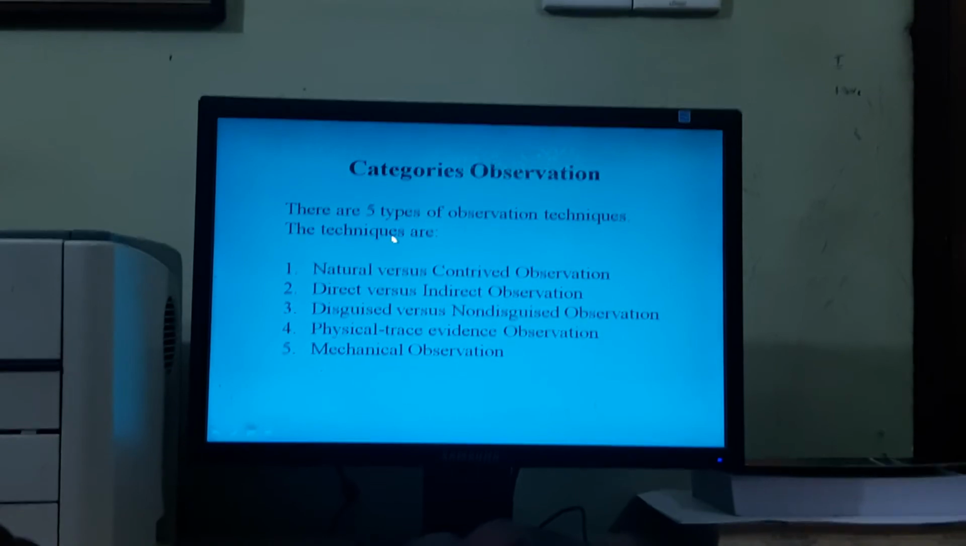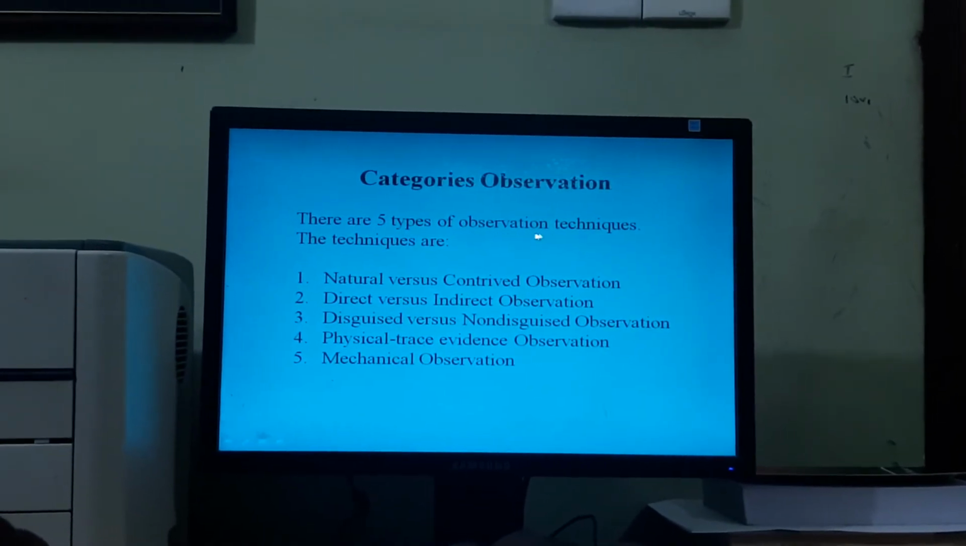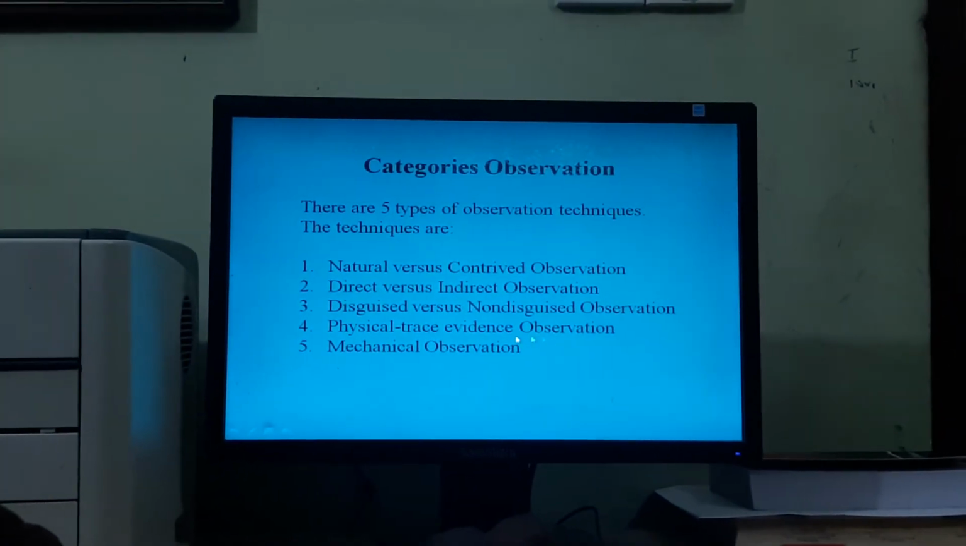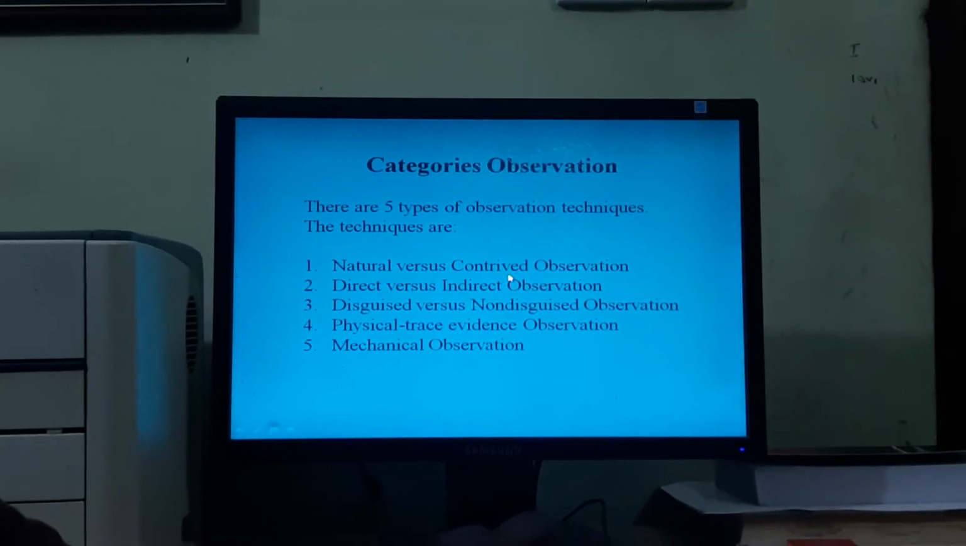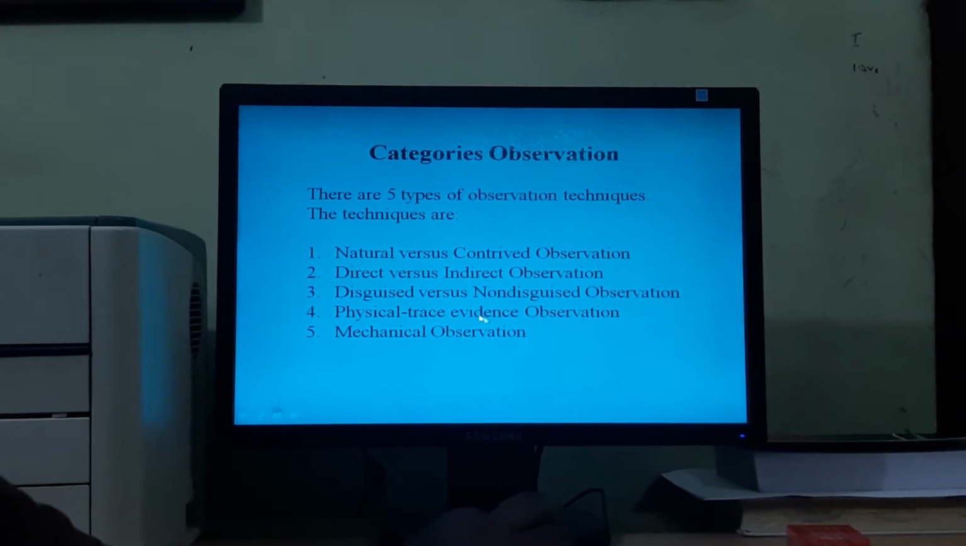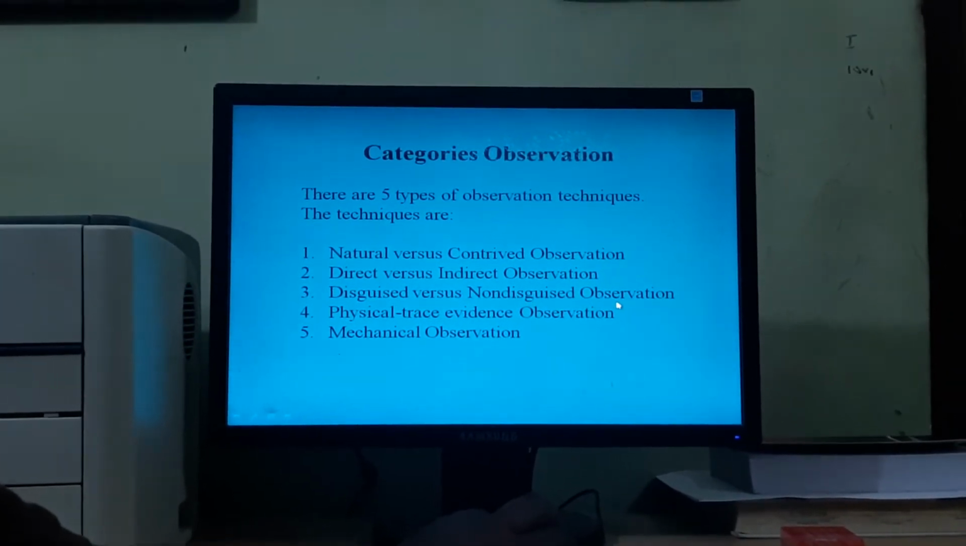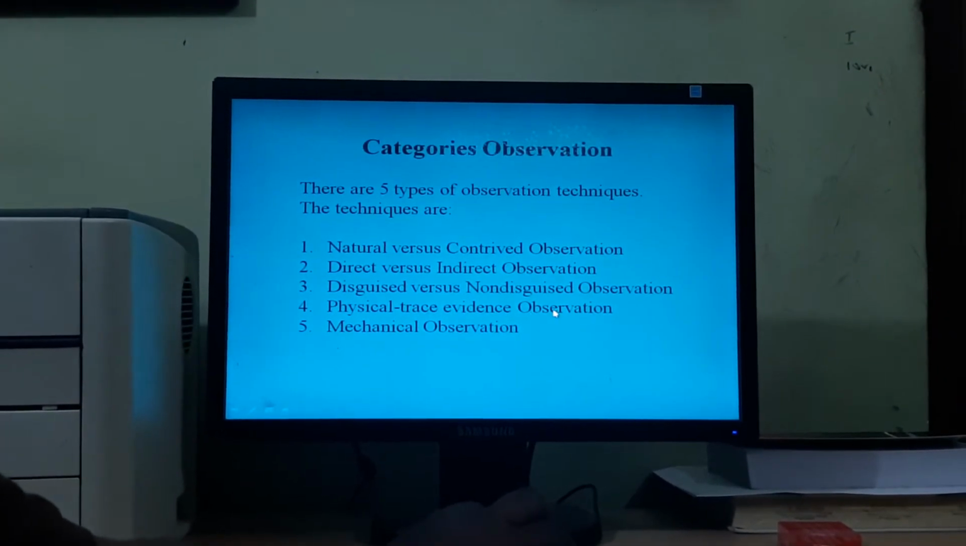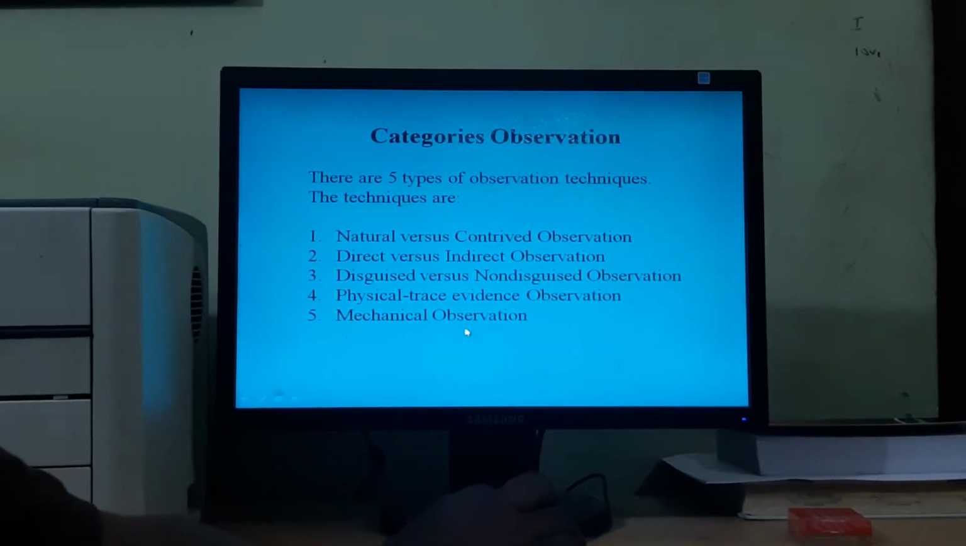Dear students, now we shall discuss different categories or different techniques of observation. There are 5 types of observation techniques. The techniques are natural versus contrived or artificial observation, direct versus indirect observation, disguised versus non-disguised observation, physical trace evidence observation, and mechanical observation. Now we shall see the different techniques or categories of observation.